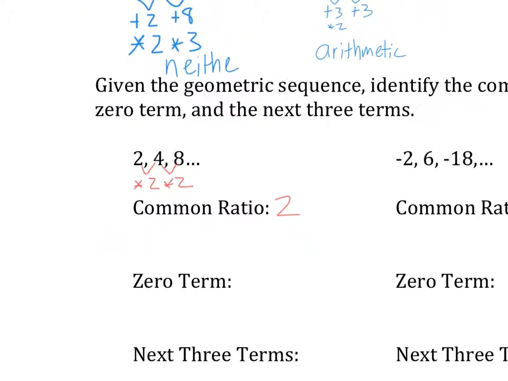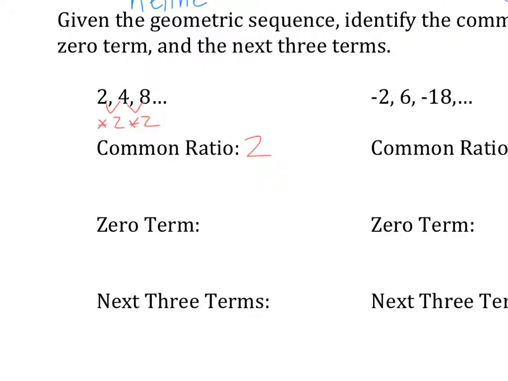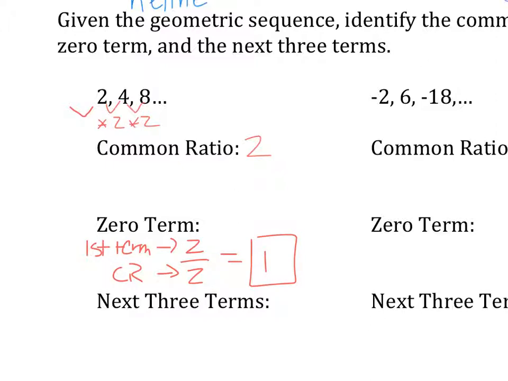Now our zero term. Like in arithmetic sequences, we would subtract from whatever we had before. Our zero term is still the one that comes before that first term, but now we're going to divide. If we're multiplying by 2 each time, then we want to take 2 divided by 2, because this is our first term. Divide that by the common ratio, and that gives us 1. So we know that 1 is our zero term.